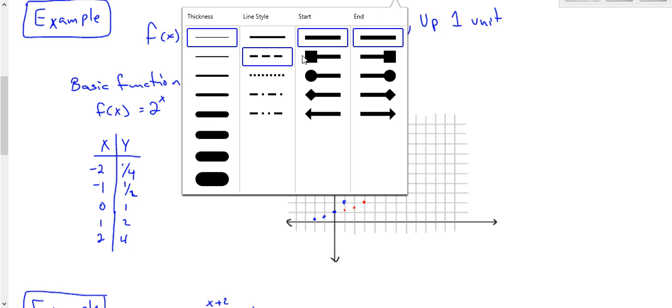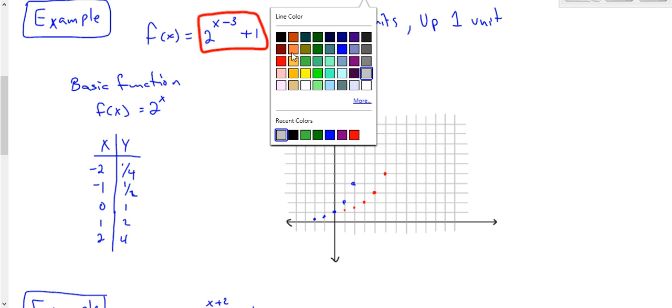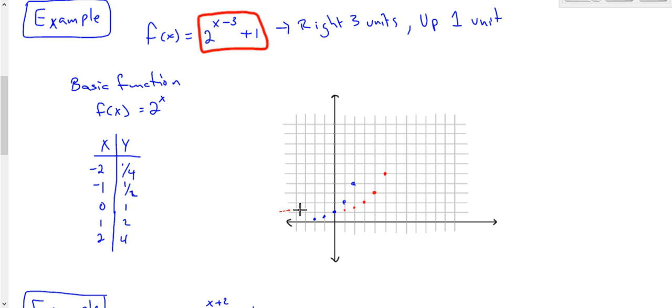Nope, it's not going to do what I want. I want this over here. Okay, sorry. So dashed line in red. There we go. So that would be our horizontal asymptote, because you can see this graph is getting closer and closer to 1 now. Okay? And so I will take my pen and graph. And there's the graph of the function 2 to the x minus 3 plus 1.